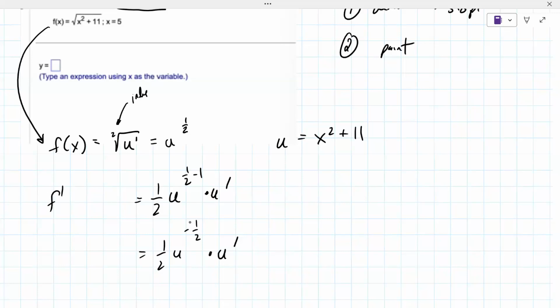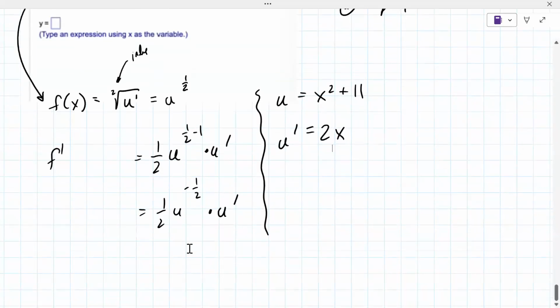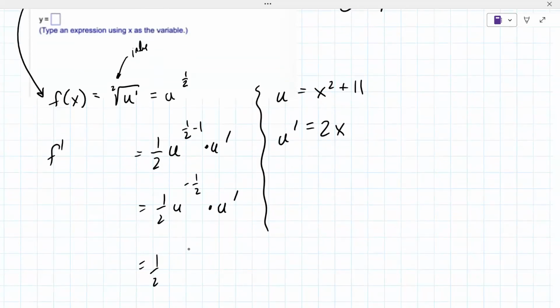And that's textbook. Like I didn't make up the word. That's just what it's called. I don't really know why it's called that, but all right. So we need the u prime. u prime is just 2x this time. Now you substitute these back in. So it's 1/2 x squared plus 11 to the minus 1/2 power times 2x.